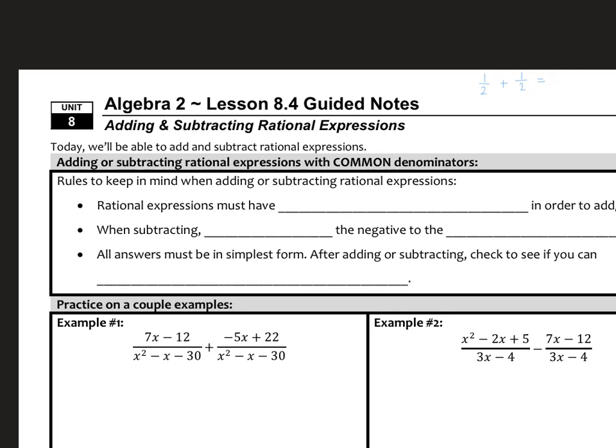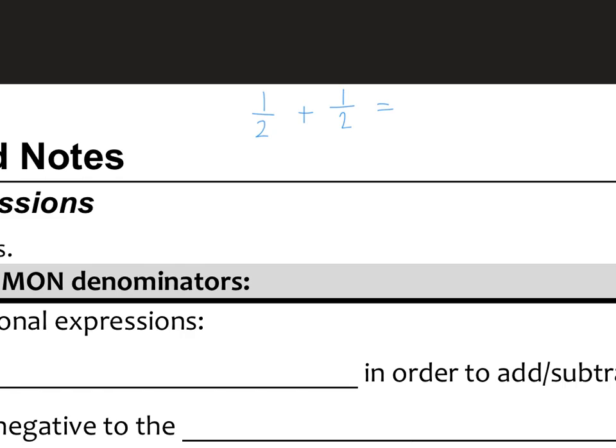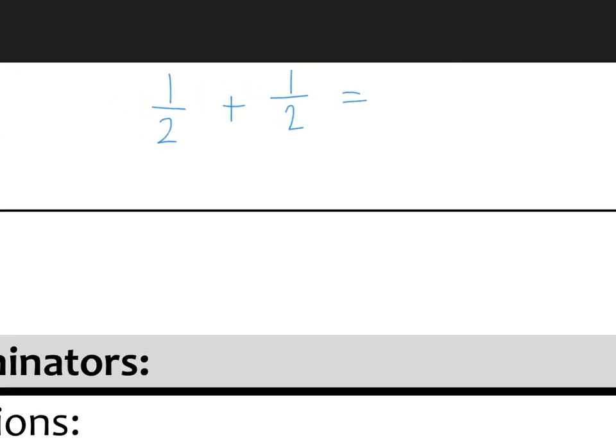Morning, guys. So today we're going to be doing 8-4, which is adding and subtracting rational expressions. Quick little thing before we get started. All adding and subtracting rationals is adding and subtracting fractions. So you guys have done this before. We're just going to extend it with some polynomials in the numerator and the denominator.